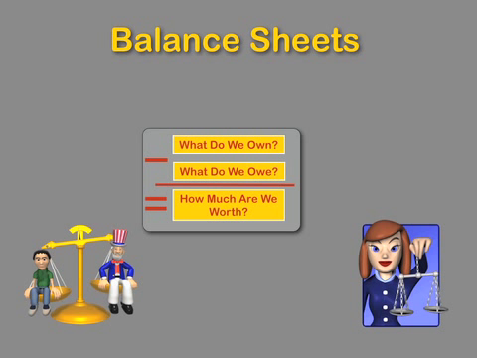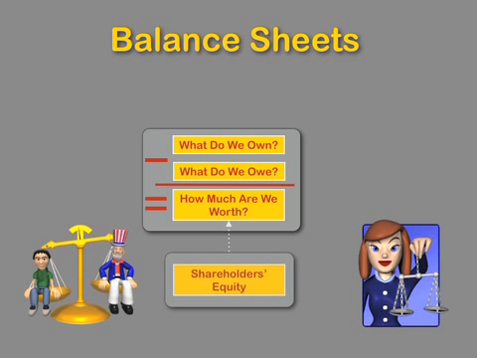Whatever is left over after what a business owes is subtracted from the value of what it owns is referred to as equity or shareholders' equity, because ultimately, whatever value exists in a company is owned by its shareholders in proportion to the fraction of the business's stock they own.